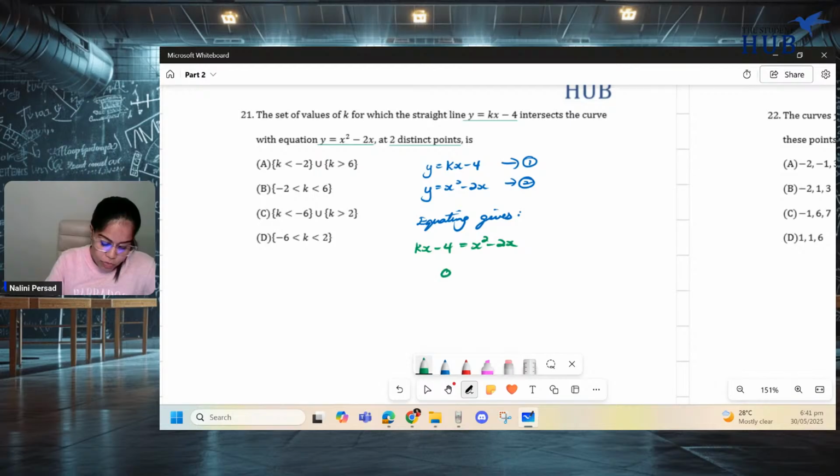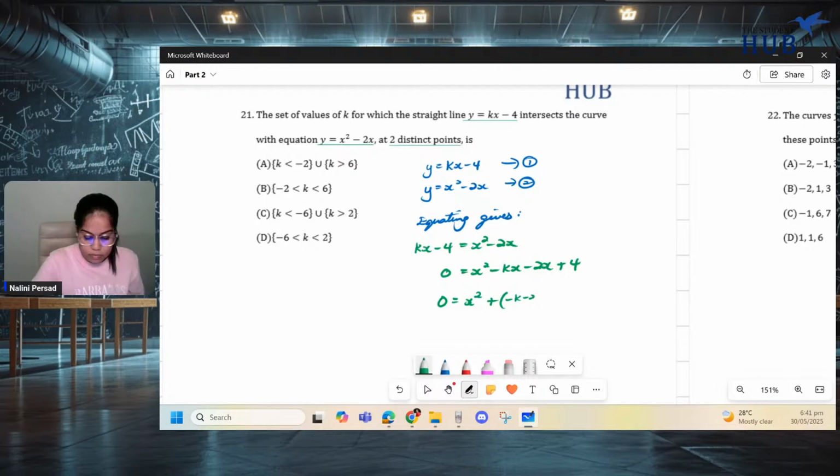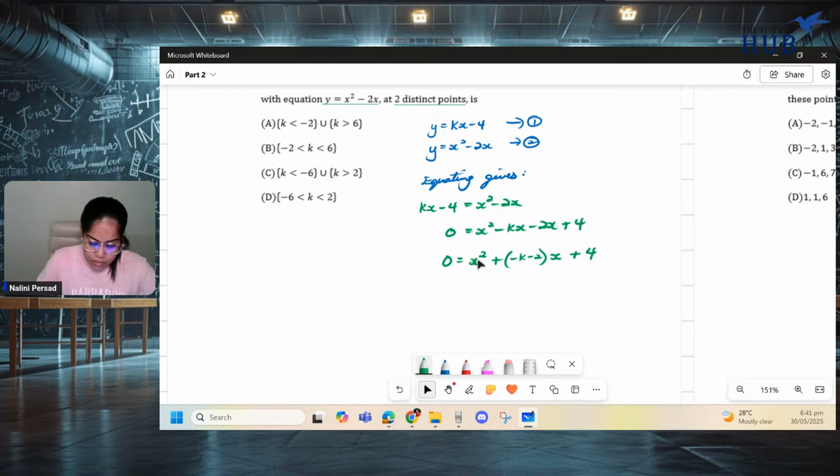And then you're going to bring everything on one side. So you have minus kx. It turns into plus 4. Right? So you have ax squared plus bx plus c. Everybody seeing what I mean? That a is 1, b is negative k minus 2, and c is 4. Right, it'll be plus 4. So, a is 1, b is negative k minus 2, and c is 4.